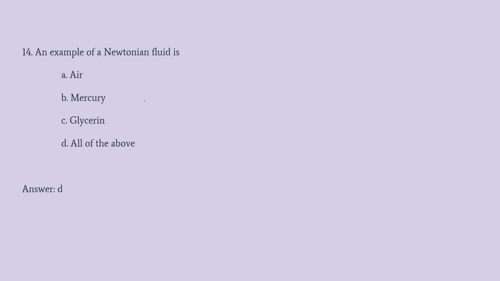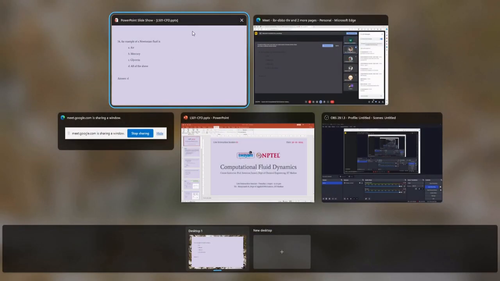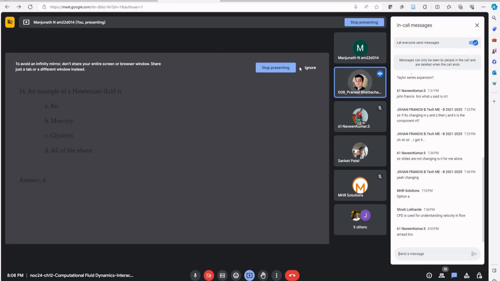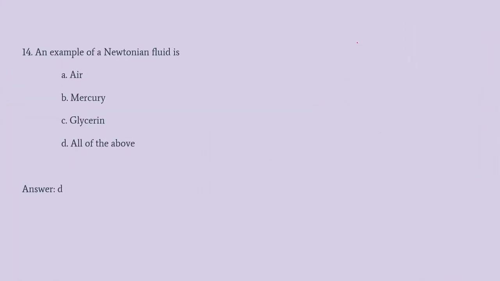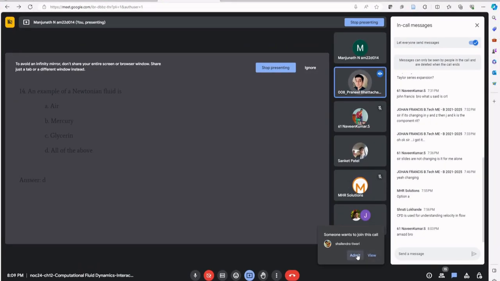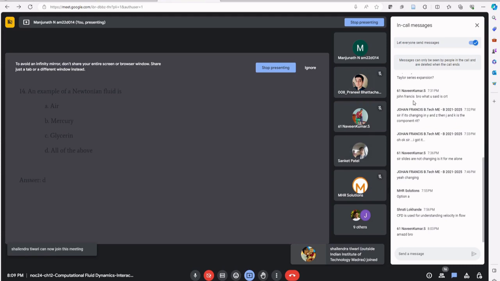Next one, an example for a Newtonian fluid. Can anybody explain what a Newtonian fluid is? It is something that follows Newton's law of viscosity, that is, its shear stress, the shear force per unit area, is directly proportional to the shearing rate, that is, the velocity gradient at any point. Amongst all those fluids, every single one of them is a Newtonian fluid, so it's option D. Okay, thank you again, Pranil.